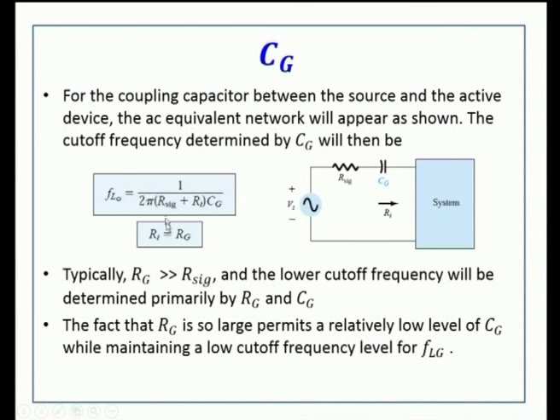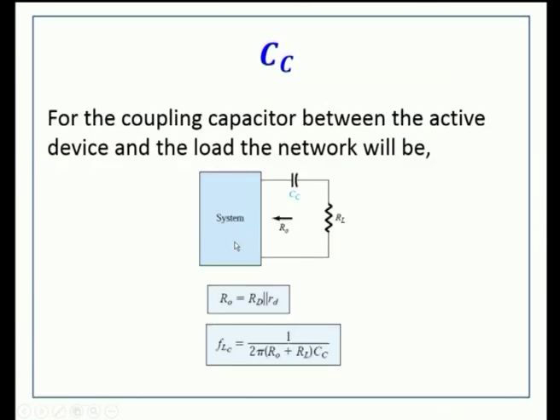Since we have seen that RI, that is RG, is very, very high, higher than R sig, the lower cutoff frequency is derived as 1 by 2 pi only RG into CG, and these RG and CG are going to decide the lower cutoff frequency. And if RG is very high, we have to choose the CG value very low so that this lower cutoff frequency is maintained.